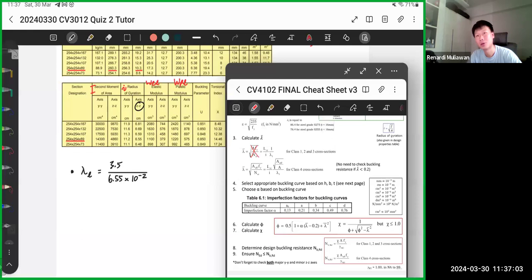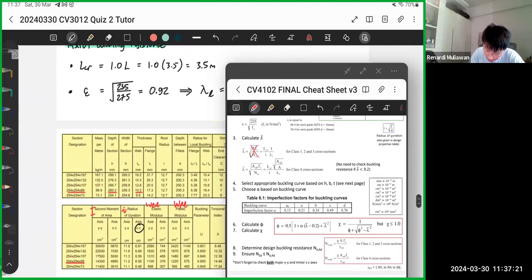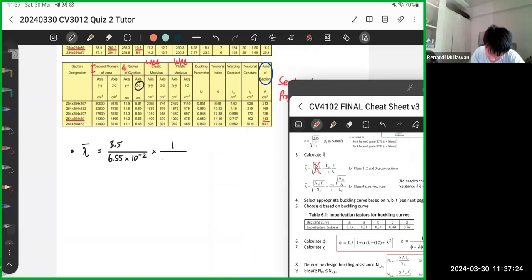Should I do it now or? Okay, we finish the formula first. So times 1 divided by, oh sorry, this is not lambda 1. This one is lambda bar. Lambda 1 just now is 86.4. So therefore you will get 3.5 over 6.55 times 10 to the power of -2, times 1 over 86.4, which is 0.618. Okay, this one usually is less than 1, and I think it's supposed to be less than 1. I think you can double check.